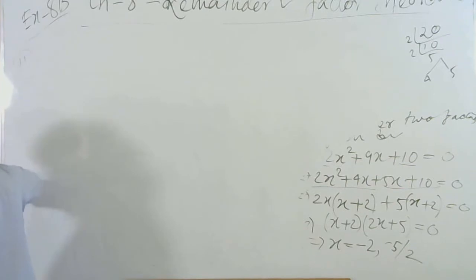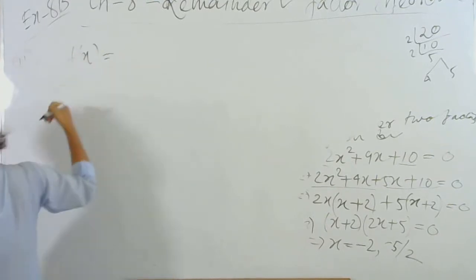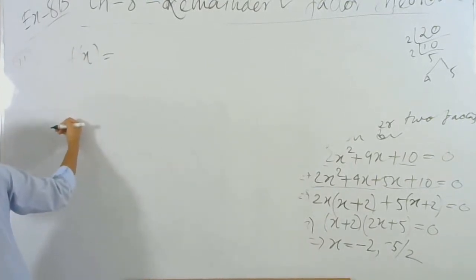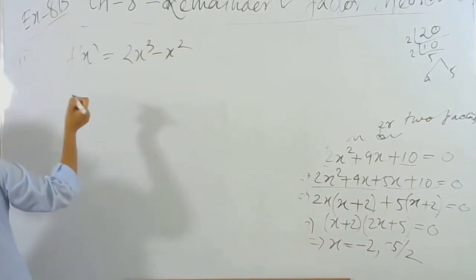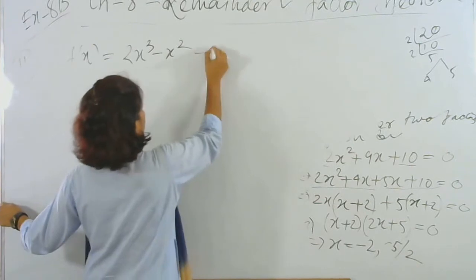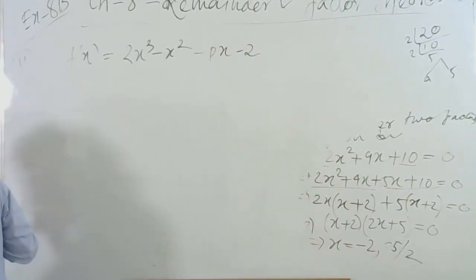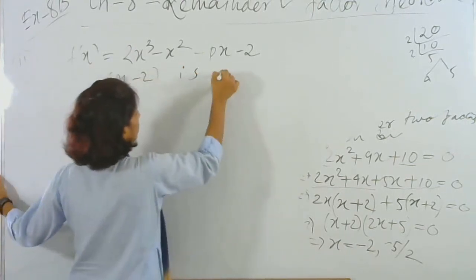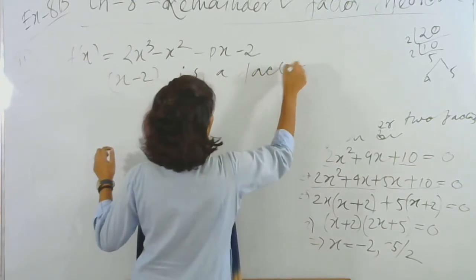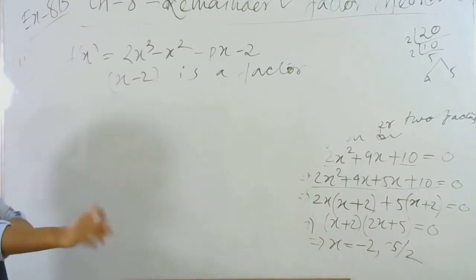Question number 11, you see, is given: x minus 2 is a factor of f of x, which is 2x cube minus x square minus px minus 2. So this is the polynomial given. They said that x minus 2 is a factor. Now x minus 2 will be a factor when the remainder is 0.